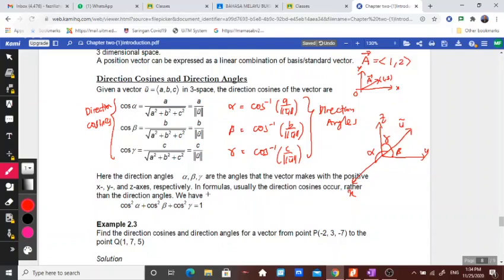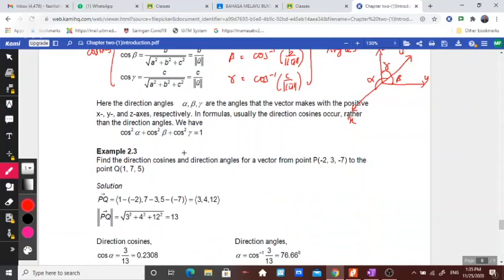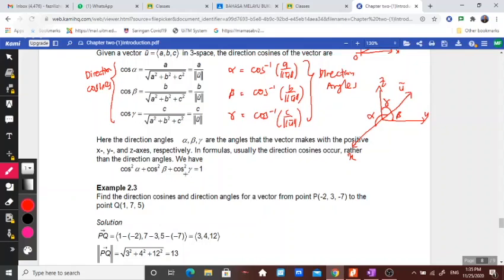Then we have one formula. Usually the direction cosines occur rather than the direction angles. We have cos squared alpha plus cos squared beta plus cos squared gamma equal to 1. We can use this formula if we want to recheck the answer of the direction cosines. We just square all the values of the direction cosines, and the sum will approach 1.